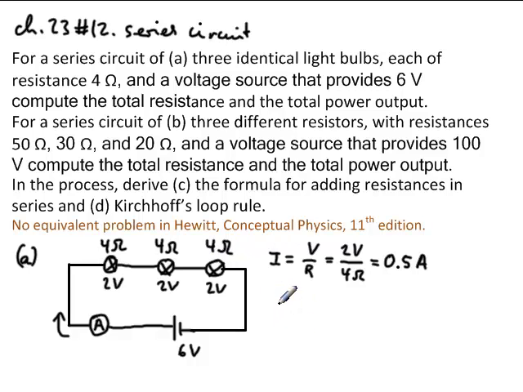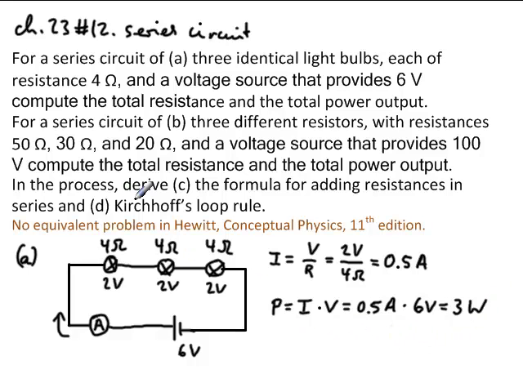Okay, then the total power is the current times the voltage. Well, the total current is 0.5 amps. The total voltage is 6 volts. Again, it's 2, 2, and 2. And that one then comes out to 3 amp volts or 3 watts.